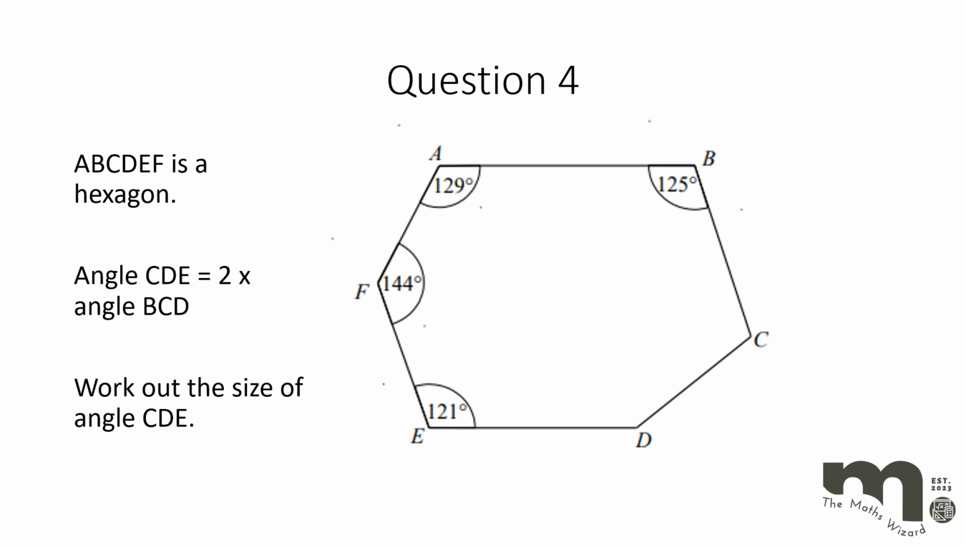Okay, our next one then, we're dealing with a hexagon this time. The shape ABCDEF is a hexagon. Now this one's slightly more complicated. So we've got a bit of a proportion problem going on here. So angle CDE, so that's this one, is 2 times BCD. So we want to work out the size of this one here, angle CDE. So you might need to think about this one a little bit more. So pause your video and have a go.